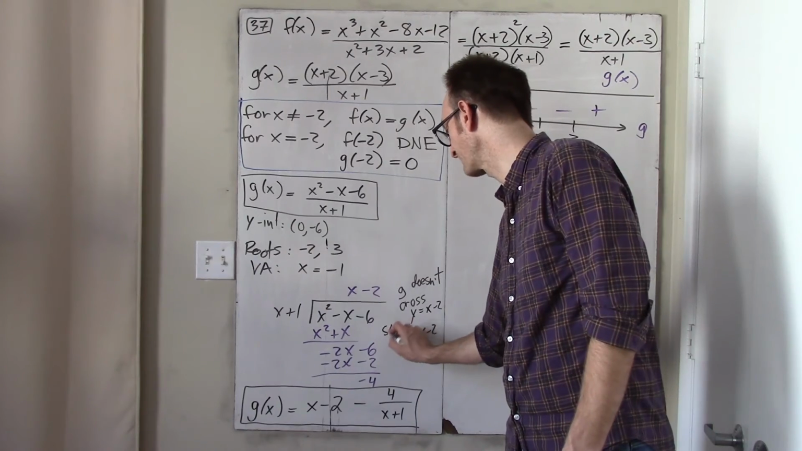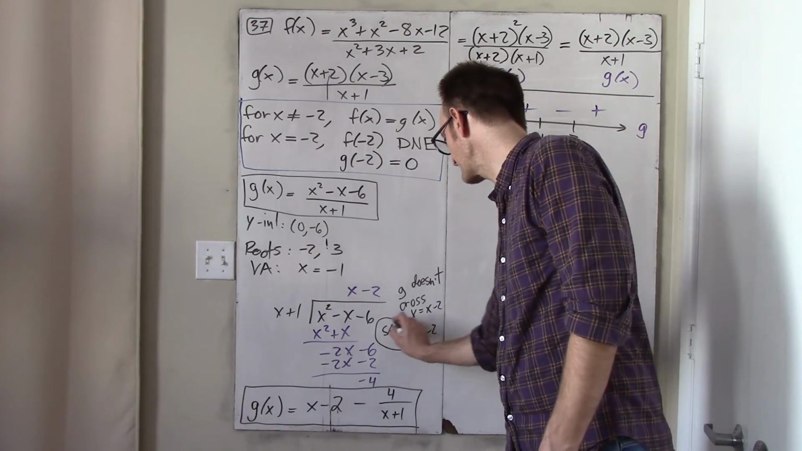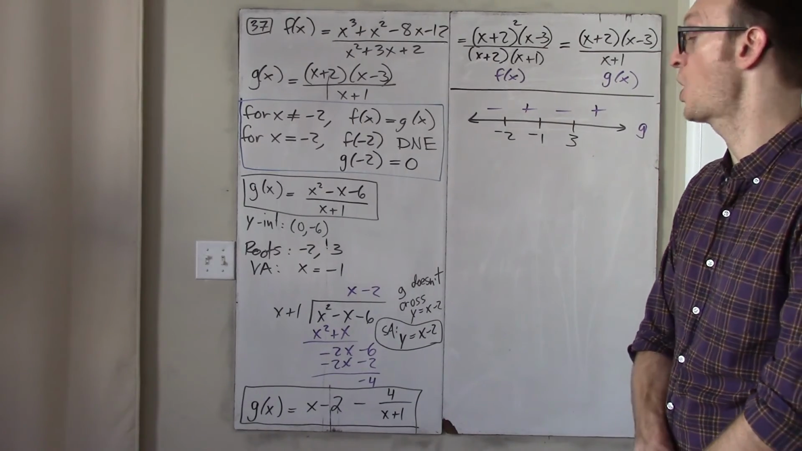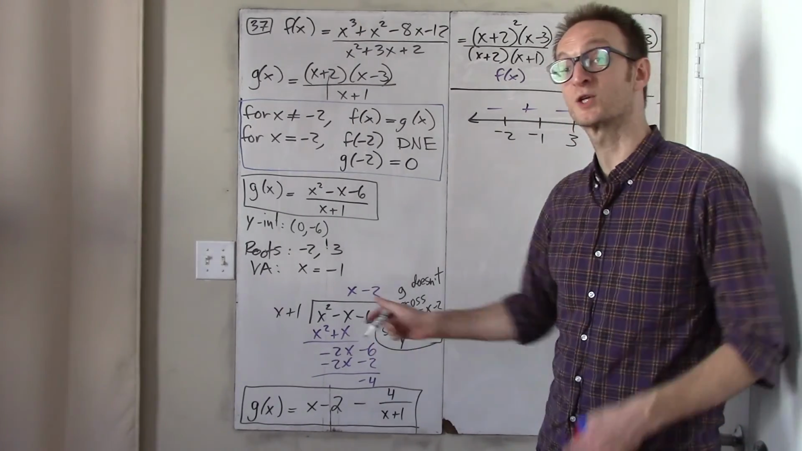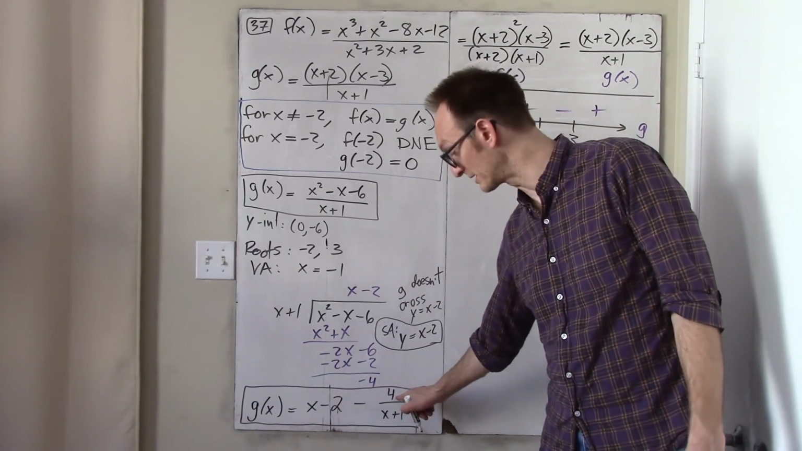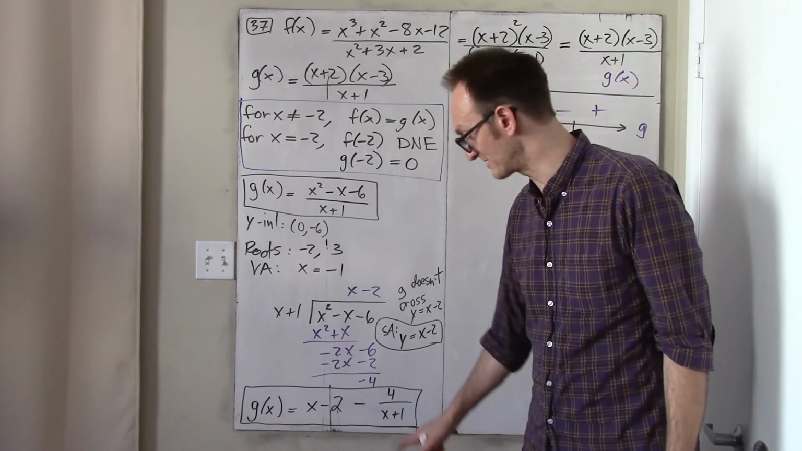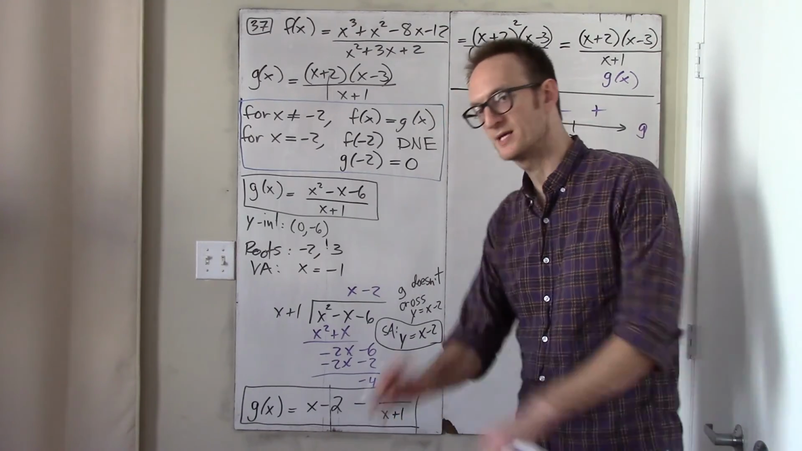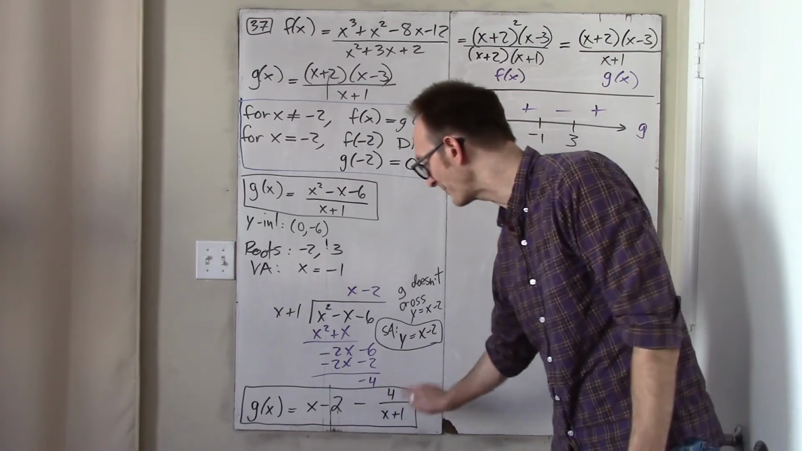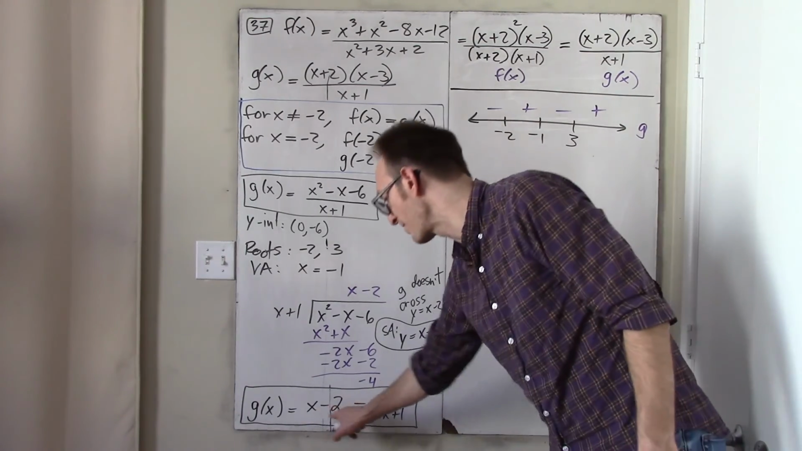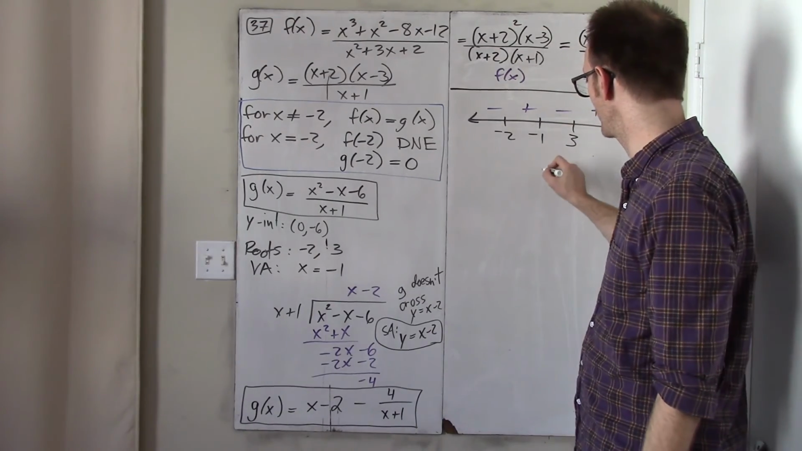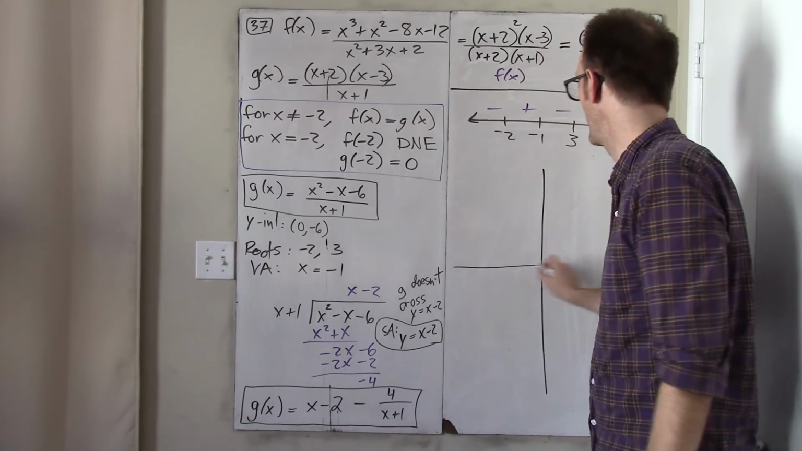Why doesn't g cross? Because there's no x value for which this function equals x minus 2. This numerator here is 4 always. Therefore, you should say to yourself that 4 over x plus 1 is never 0. So since 4 over x plus 1 is never 0, there's always going to be a little bit more than x minus 2. Okay, now when I go to graph this, once again, I'm doing this the right way.